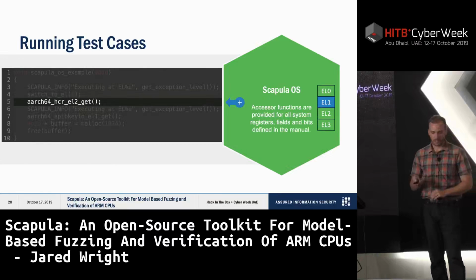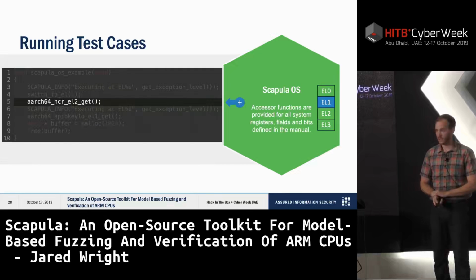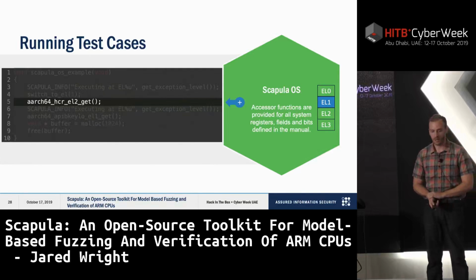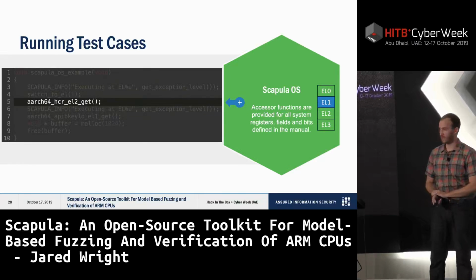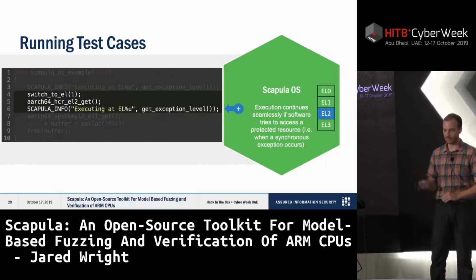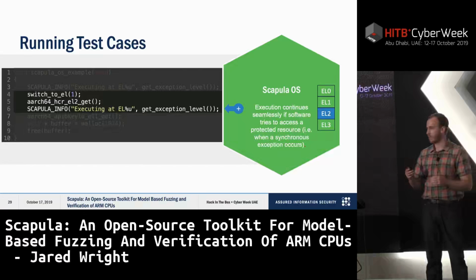Scapula OS also comes with accessor functions for everything you are interested in while generating test cases. For example, let's say we're interested in looking at the hypervisor control register for EL2. Its name is HCR_EL2, and it comes with an accessor for that. The interesting thing is that if you take all these 3 lines together, we were in EL1 and then we tried to access a resource that belonged to a more privileged level, EL2.